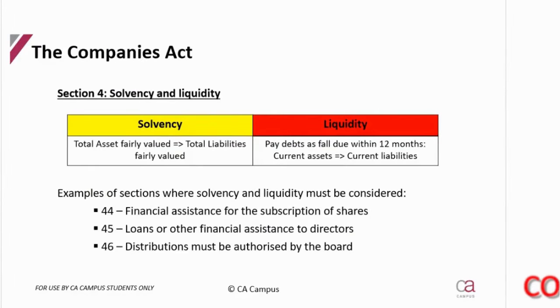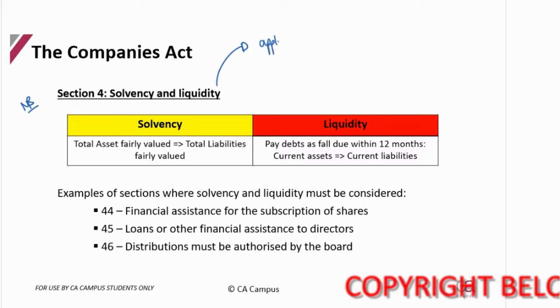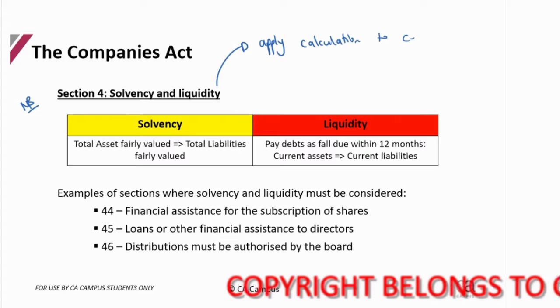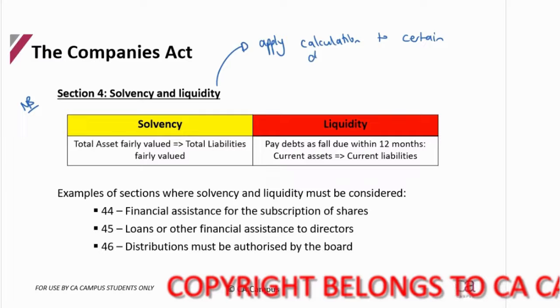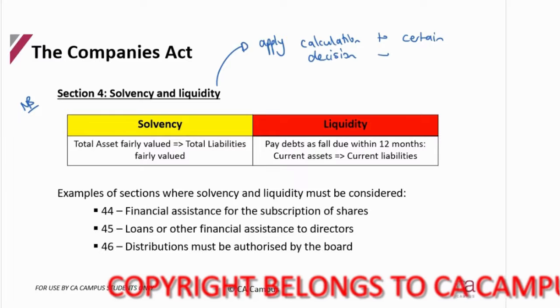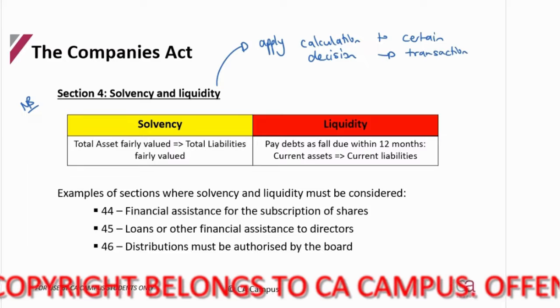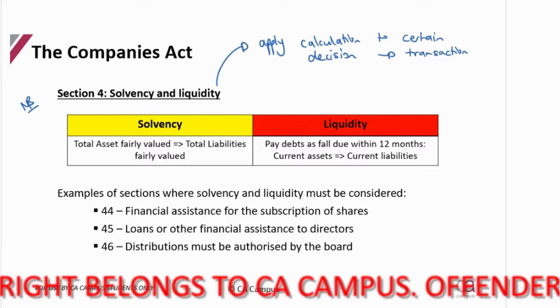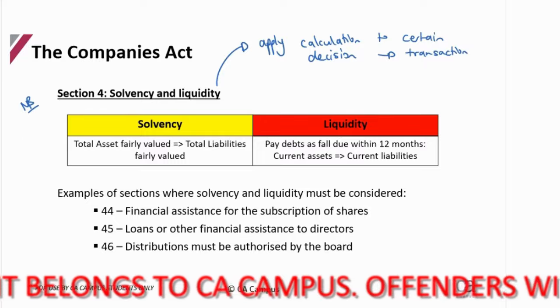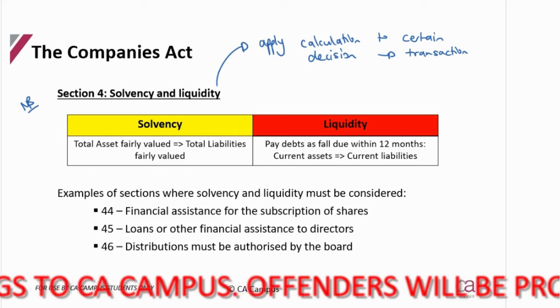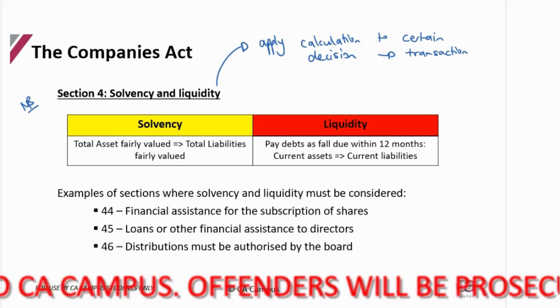Section 4, solvency and liquidity. So guys, remember I said this is important, because we're going to have to apply this calculation to certain decisions. If they want to have us enter into a transaction that requires a big decision on the company's behalf, then they potentially have to apply the solvency and liquidity. So which are those decisions, guys?